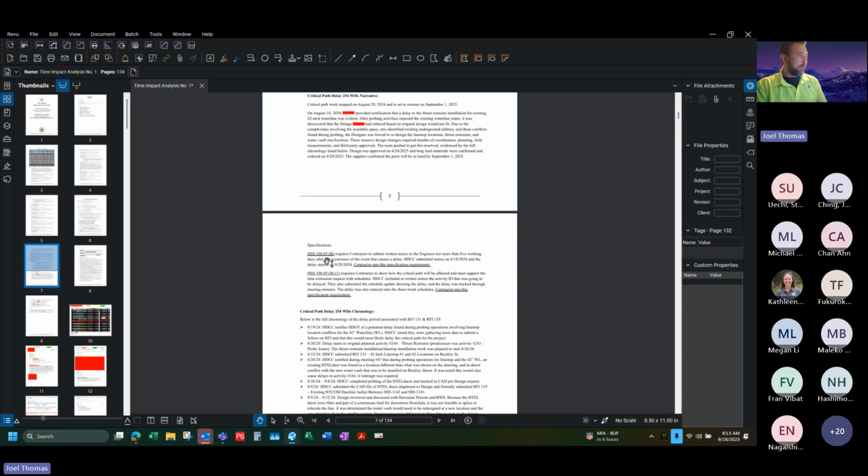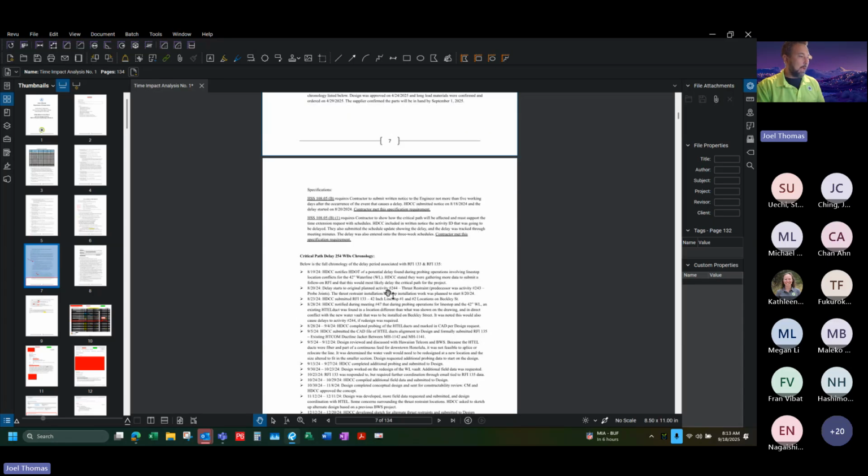So HSS 10805B, I noted that they met this requirement, and then B1, they also met this requirement. So contractually, they met the requirements. We're confirming that that delay period was on the critical path and was unavoidable.